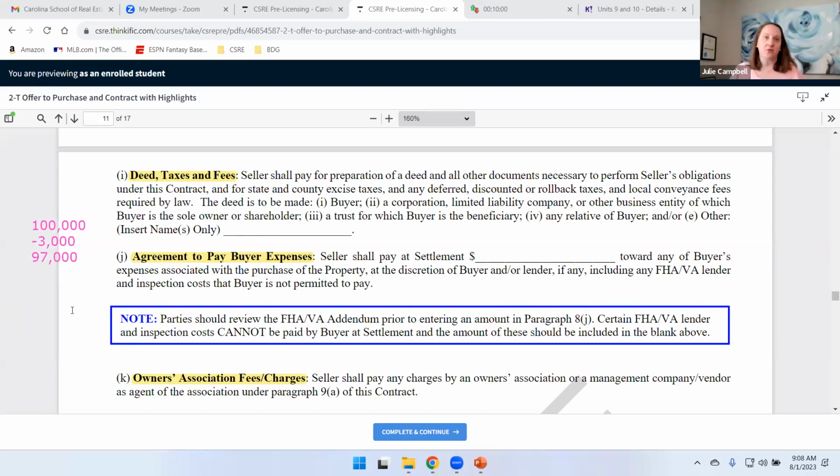So again, it's a negotiable term. You want to get that seller $100,000? We need to up the purchase price to 103, minus 3,000 closing costs, and now we're back down to $100,000. So through the eyes of the seller, listing agents, that's something we need to help our sellers understand, as that is a negotiating point.